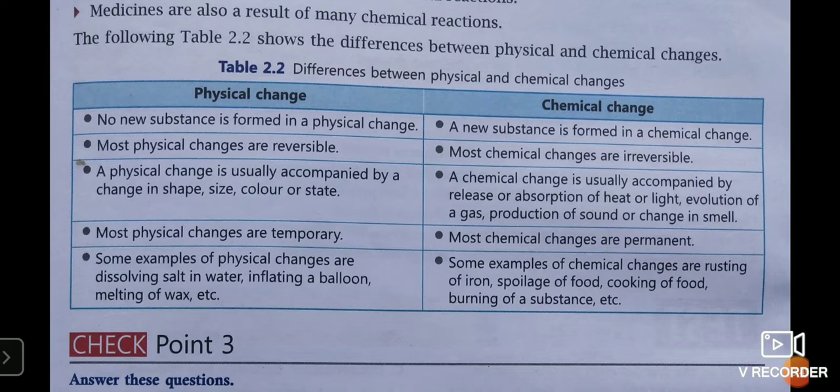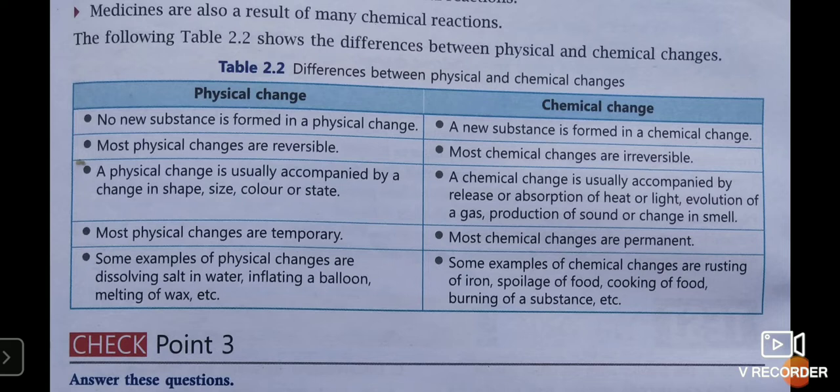A physical change is usually accompanied by a change in shape, size, color, or state. These are the indicators of the change. A chemical change is also usually accompanied by release or absorption of heat or light, evolution of a gas, production of sound, or change in smell, or even formation of a precipitate, which we have seen in the activities on chemical change. Most physical changes are temporary, whereas most chemical changes are permanent.